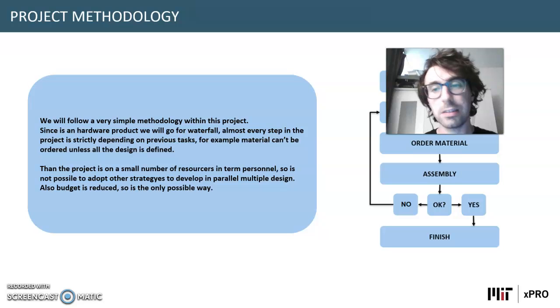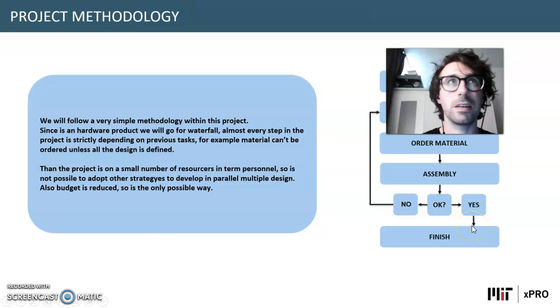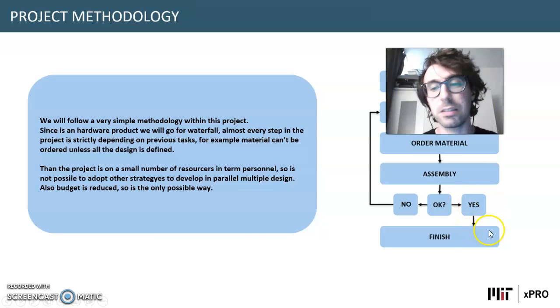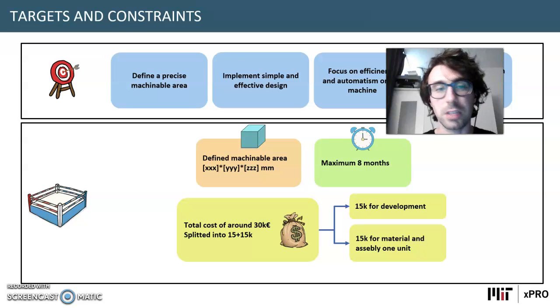The only thing is, let's say, hybrid, because if there is a design change request, we need to go back to design, order new material, assemble the modification again, and then go on. So let's make a review of what the target and constraints are.